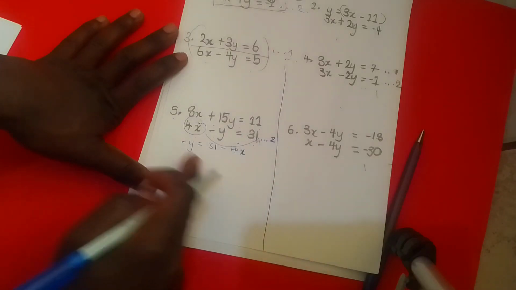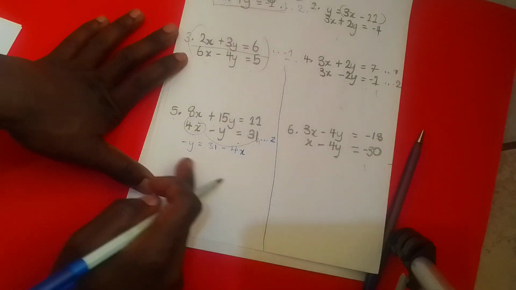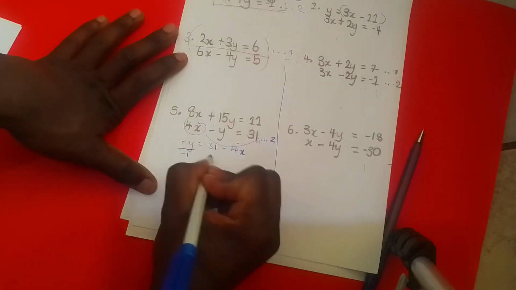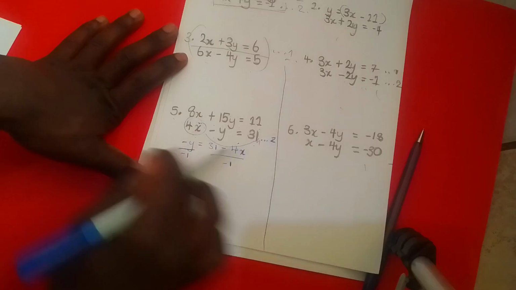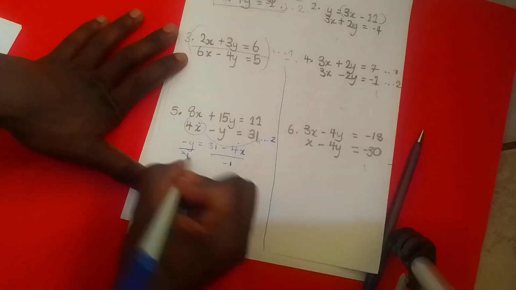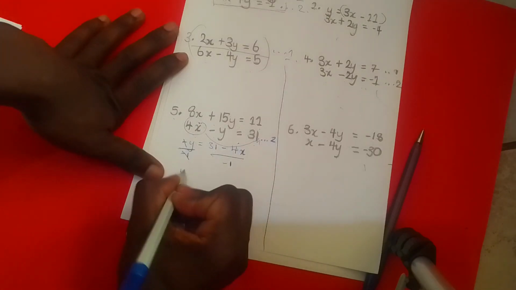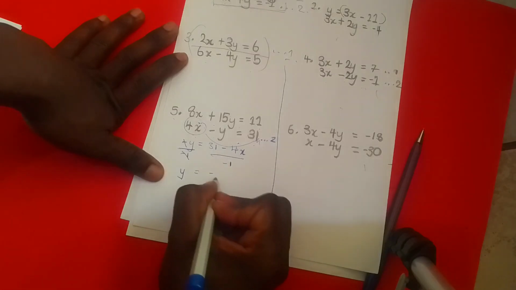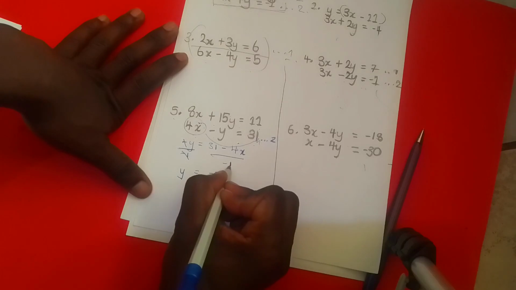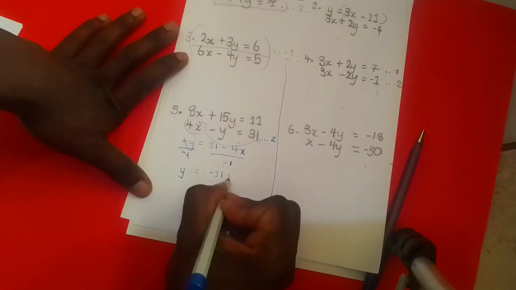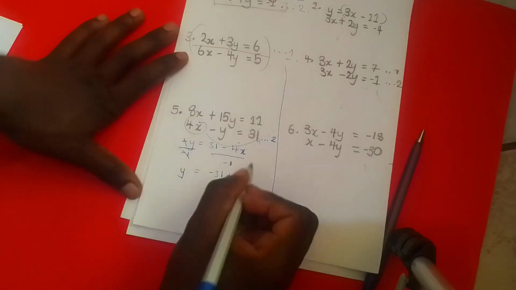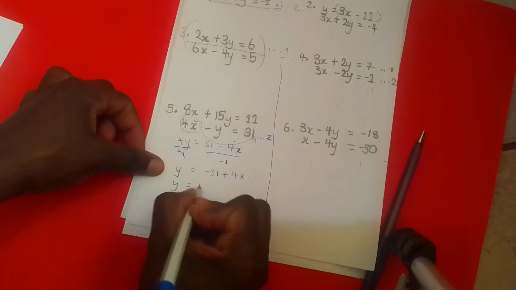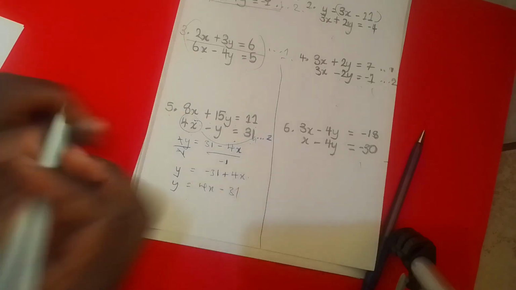I hope everyone is with me. On this instance, now divide by negative 1 on both sides of the equation. If I divide y by negative 1, y becomes a positive y. So y is equal to negative 31, since negative 1 times 31 is equal to negative 31, and negative 1 times negative 4x is equal to positive 4x. And so just to simplify, y is equal to 4x minus 31.